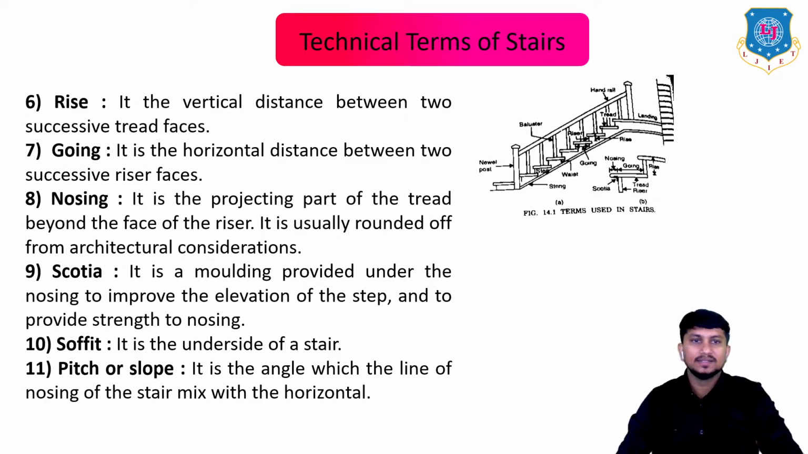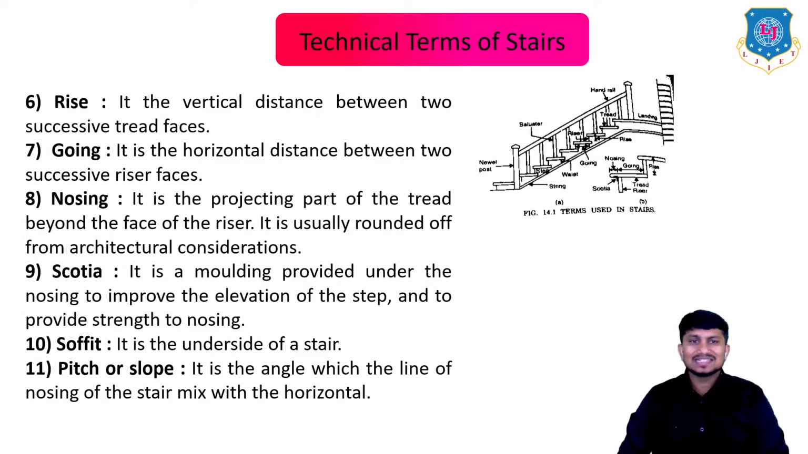Next term is rise. It is the vertical distance between two successive treads. What is going? It is the horizontal distance between two successive risers. Next is nosing. You can clearly see nosing in this figure also. It is the projecting part of the tread above the face of the riser. This portion is called the nosing. It is usually rounded from architectural consideration.